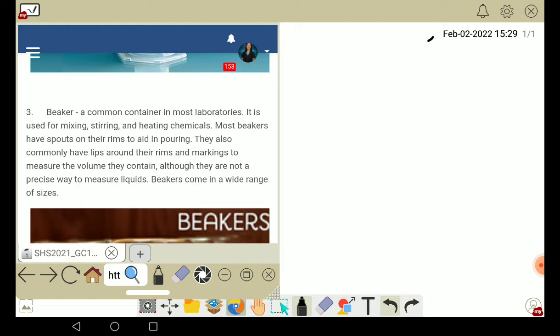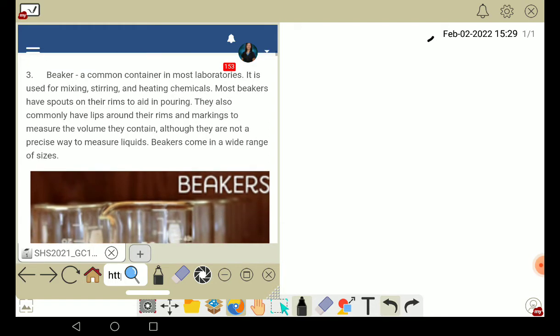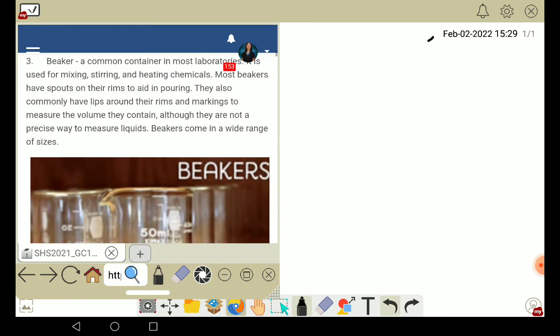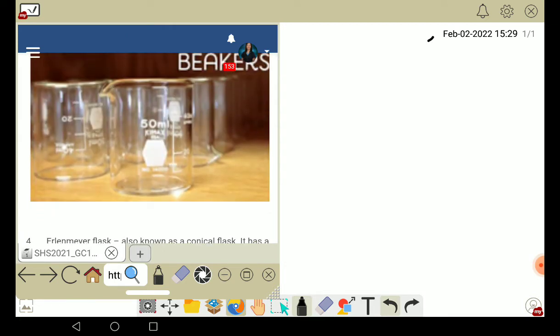They also commonly have lips around their rims and markings to measure the volume they contain. Okay, same as the graduated cylinder, but this is bigger or wider in form. Although they are not a precise way to measure liquids. Beakers come in a wide range of sizes. So there are 50 ml, there are 100 ml, and of course there are 25 ml. It depends on what size you are going to use.